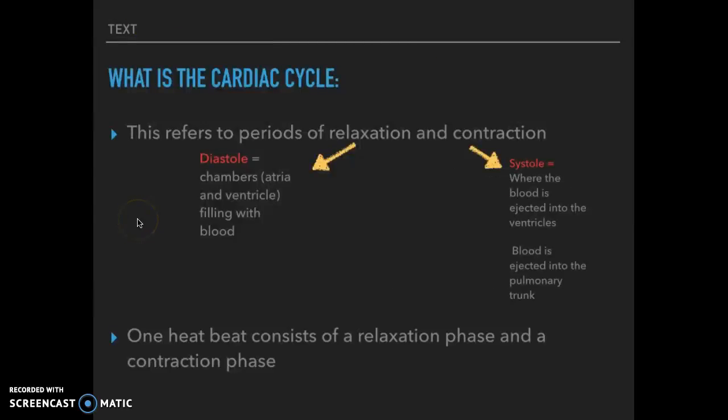So what is the cardiac cycle? This refers to periods of relaxation and contraction in a heartbeat, and the relaxation stage is diastole, where the chambers like the atria and the ventricles will be passively filling with blood, and then contraction is systole, where the blood is injected into the ventricles and the blood is then injected into the pulmonary trunk. And the cardiac cycle is one heartbeat, which consists of a relaxation phase and a contraction phase.